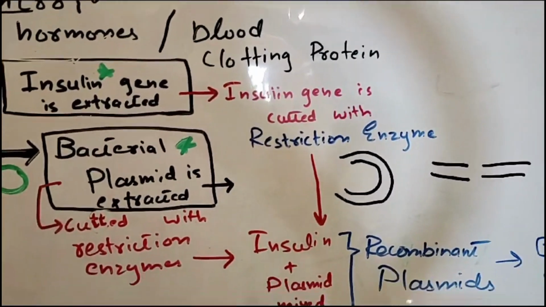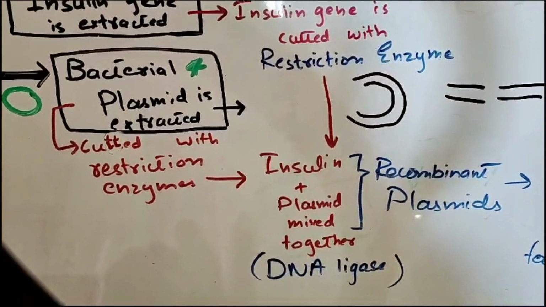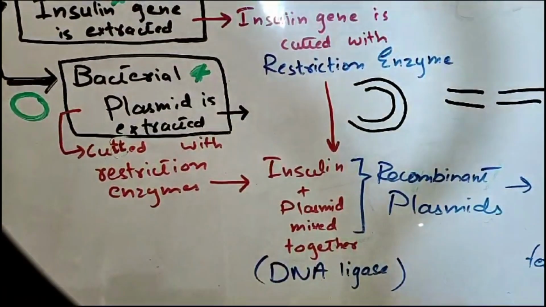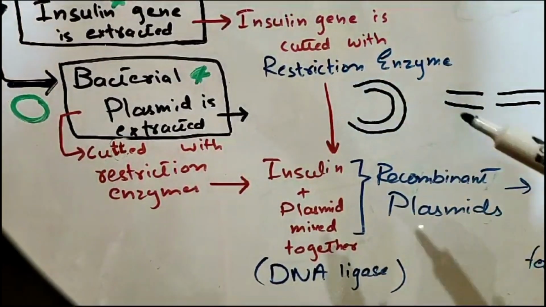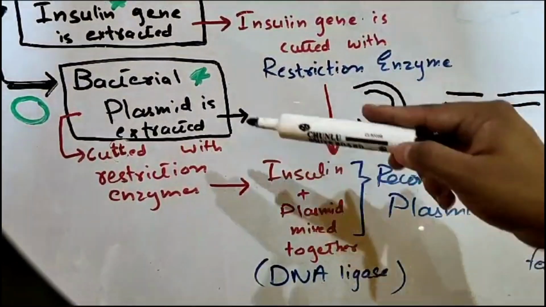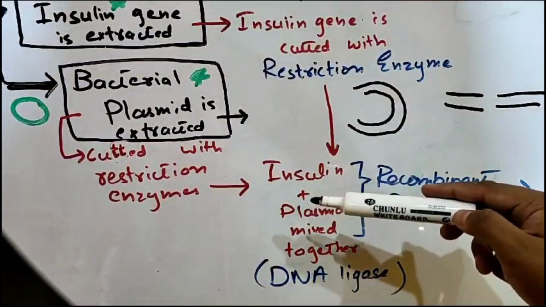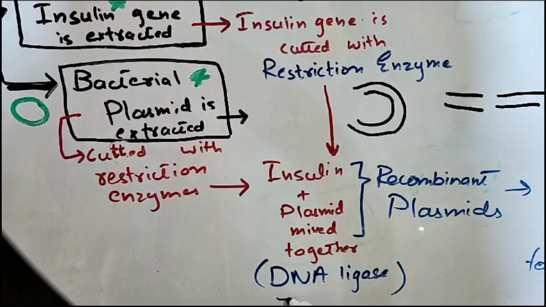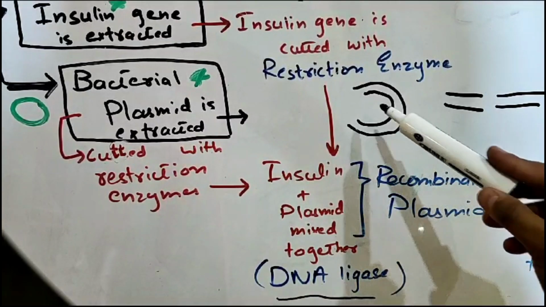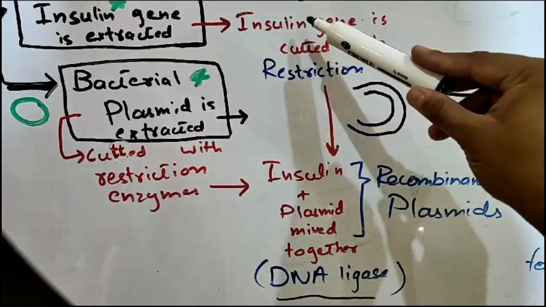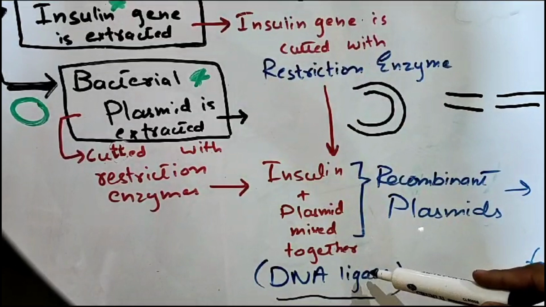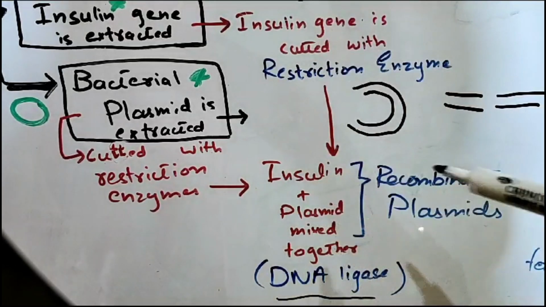Now, both of the genes are cut with the help of the restriction enzyme. What will be the next scenario? The insulin gene and plasmid are mixed together with the help of DNA ligase. DNA ligase is an enzyme which joins the unequal sticky ends of insulin and plasmid. DNA ligase is an enzyme which joins the insulin gene with the plasmid.